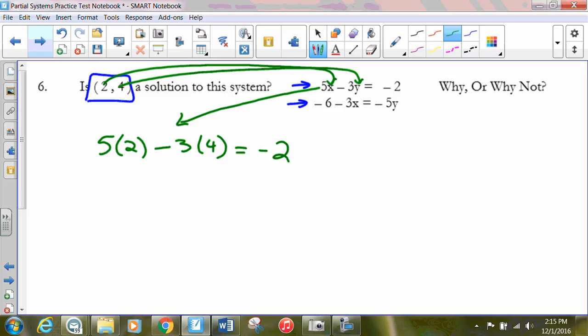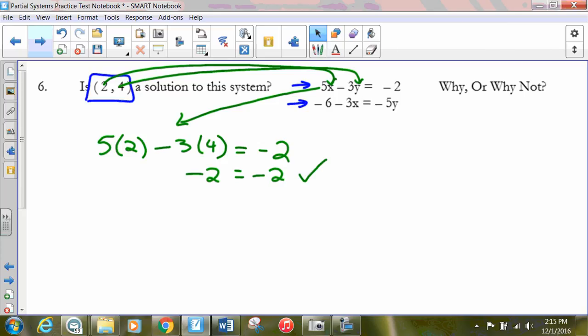I'm going to do this in my head real quickly. So we'll have 10 minus 12, which equals negative 2. So it works for this one. And you're saying, oh, great, then yes, it's a solution. Not so fast. It has to work for both of them.